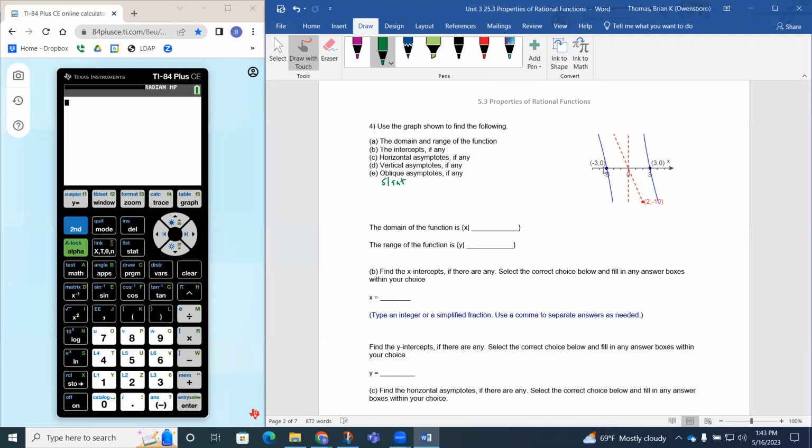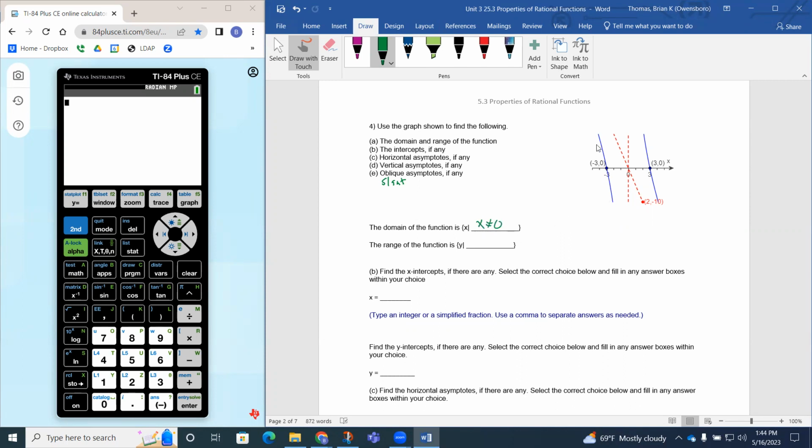So if you look at the graph, it looks like the only thing that I'm missing is this red line, which is a boundary line that we cannot touch. And it looks like 0 occurs there. So it looks to me like the domain is everything but this 0. Since they're using set builder notation, we need to be using inequalities. So the domain is going to be the set of x's such that x cannot equal 0.